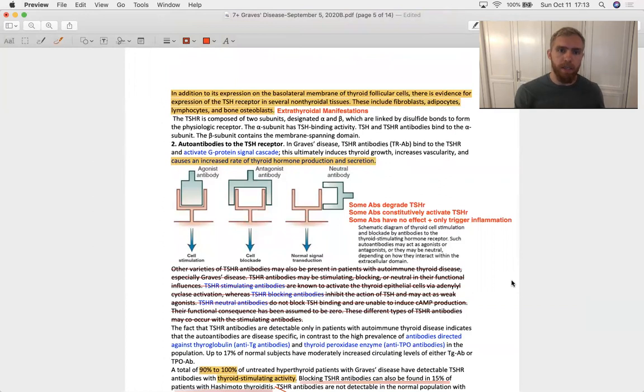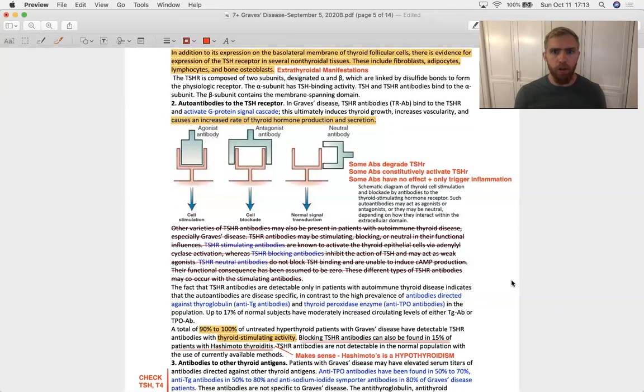So TSH receptor is not only found at the thyroid, it's also found on the cell surface of fibroblasts and adipocytes and white blood cells, as well as osteoblasts. So that fact accounts for the multisystemic manifestations that you're going to see in hyper or hypothyroidism. But particularly here with Graves, you've got the antibodies against the TSH receptor. And we're talking about this TSH receptor that's on fibroblasts, fat cells, and bone cells.